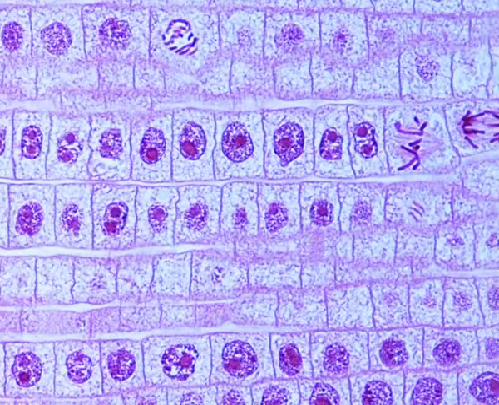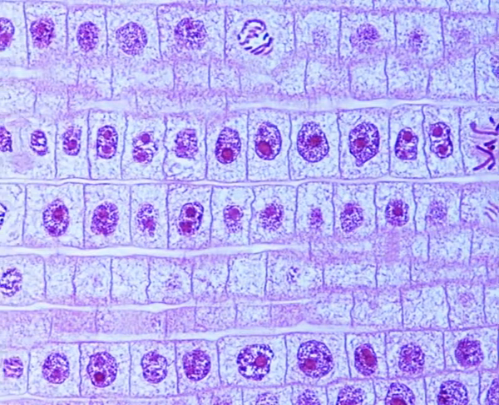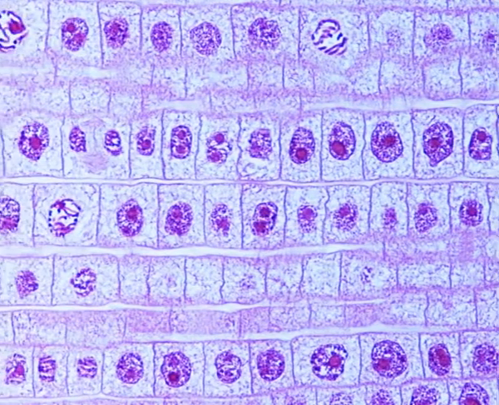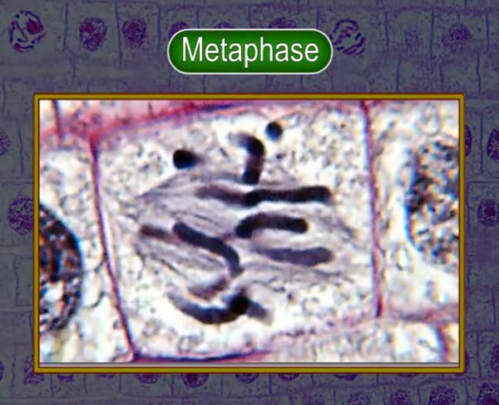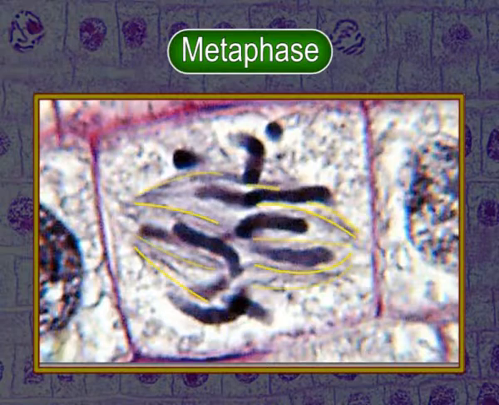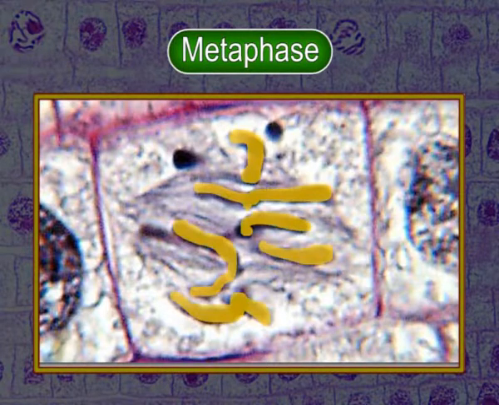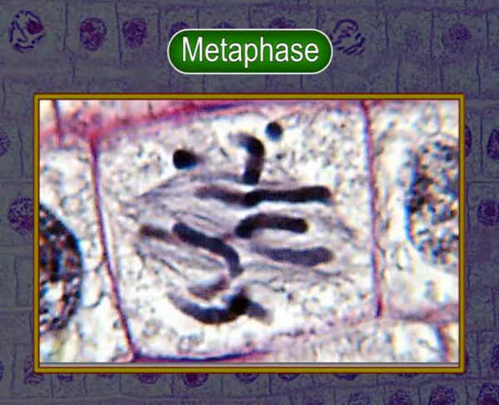Some cells are ahead in division. They have reached the next stage, that is metaphase. This is one of the cells depicting metaphase. A bipolar spindle has developed in the cell. Chromosomes have become thick and the two chromatids of each chromosome have become slightly more clear.